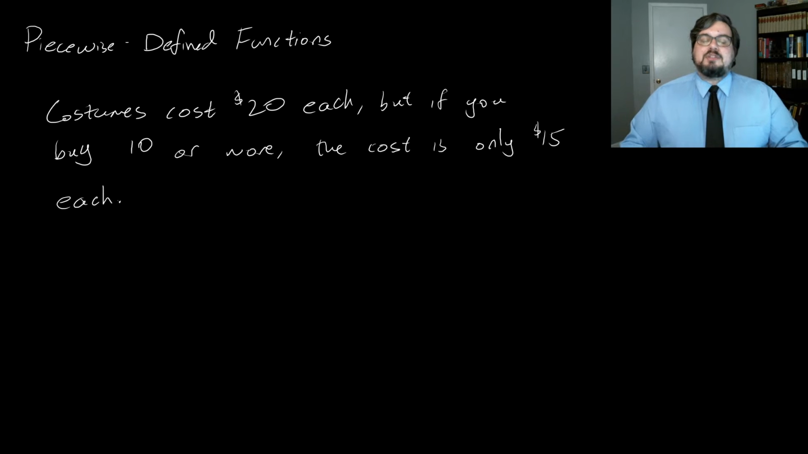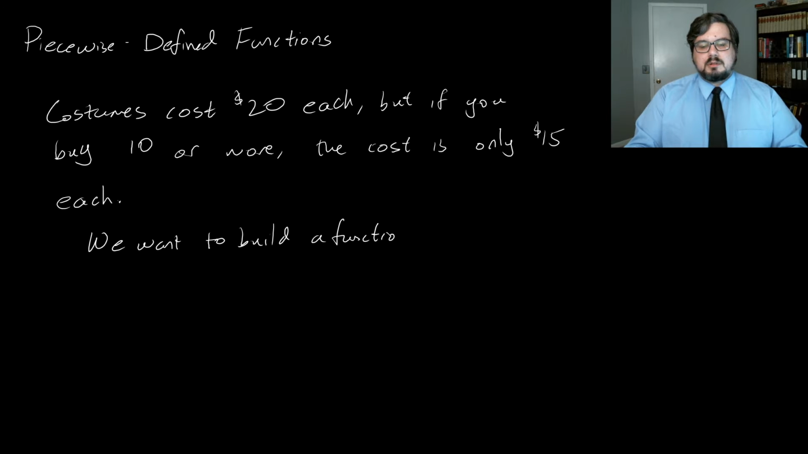We would like to, in many cases like this, set up a function that tells us how much it's going to cost us to buy a certain number of costumes. So, we want to build a function, capital C of x, where C is the cost to buy x costumes.